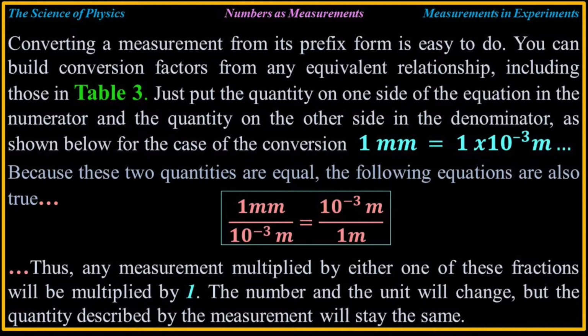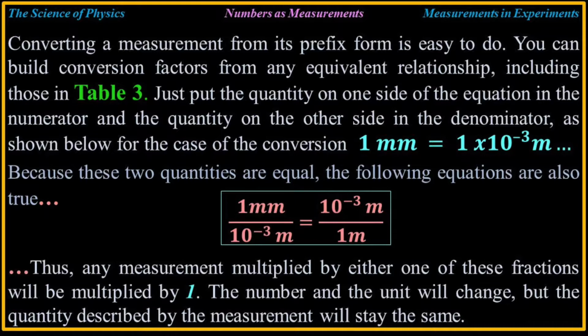Converting a measurement from its prefix form is easy to do. You can build conversion factors from any equivalent relationship, including those in Table 3. Just put the quantity on one side of the equation in the numerator and the quantity on the other side in the denominator, as shown below, for the case of the conversion of 1 millimeter, which is 1 times 10 to the negative 3 meters. Because these two quantities are equal, the following equations are also true.